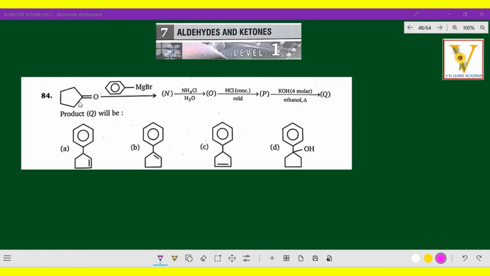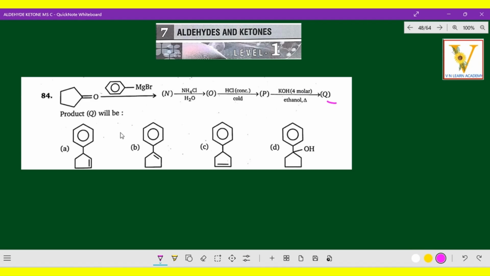The next question: pentanone combined with phenyl magnesium bromide, you're getting the compound N, and in the presence of ammonium chloride along with H2O, you're getting the compound O, and that will react with concentrated HCl in cold condition, you're getting the product P, and that reacts with potassium hydroxide, 4 molar ethanol, while heating, you're getting product Q. So what is that Q? That only we have to identify.